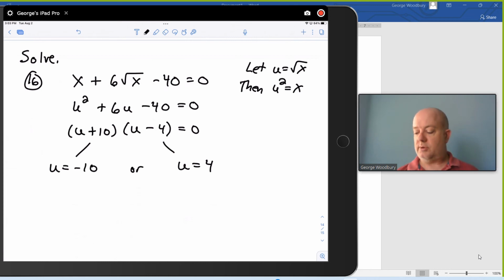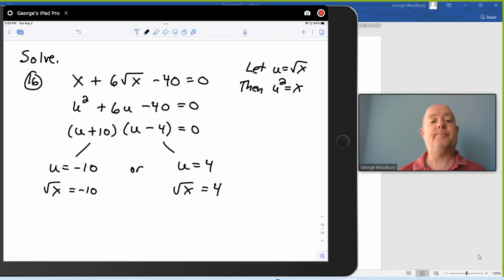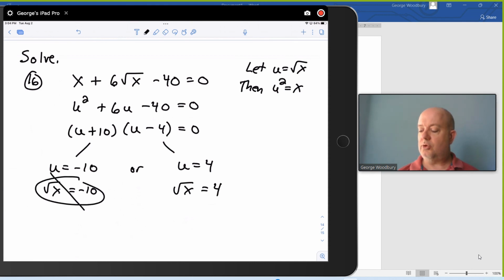Reverse the substitution. Square root x equals -10. Square root x equals +4. Now the first solution, -10, is actually a problem for us because a square root cannot equal a negative number. We can take the square root of a negative number, as we did in the last example, and get an imaginary number. But a square root can never be equal to a negative number. Right? That's defined to be the principal square root, which is positive. So this one has no solution.